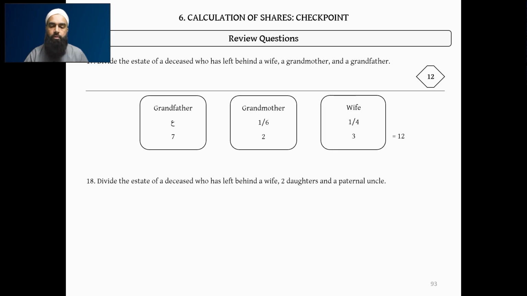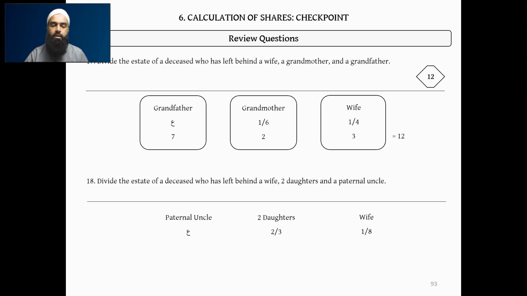Next example, we've got a wife, 2 daughters, and a paternal uncle. Wife, 2 daughters, paternal uncle. What happens here? To reveal the answer, 1/8 for the wife because there are daughters there. Daughters get 2/3. The paternal uncle becomes the asaba, the agnatic shareholder.